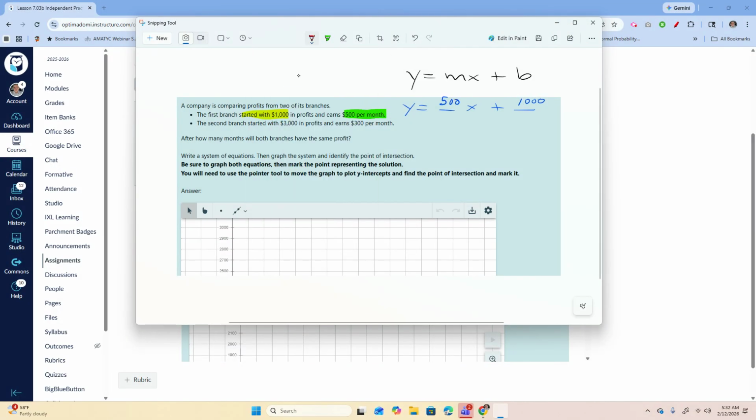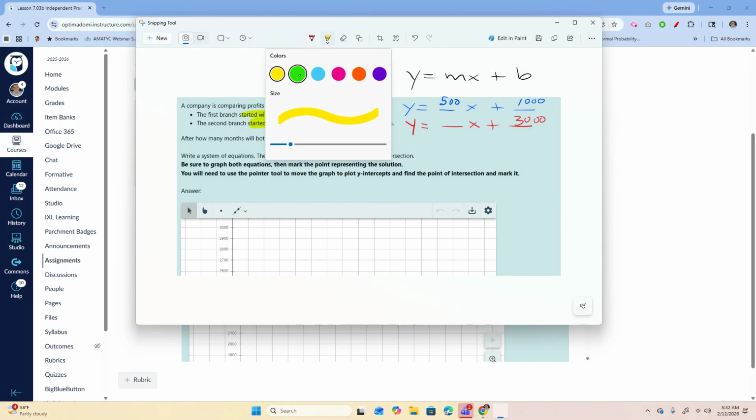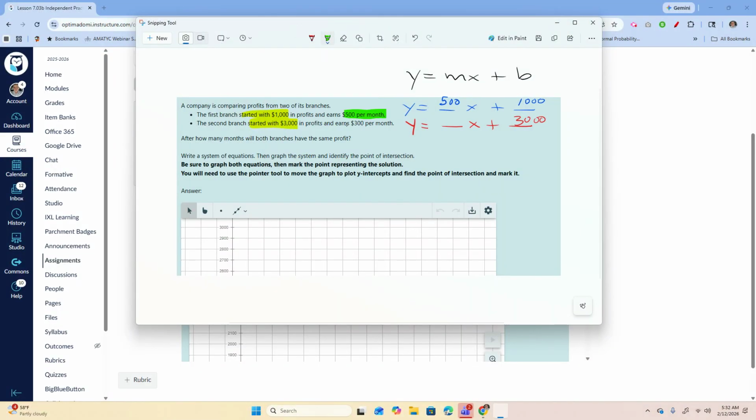Now we're gonna do the second equation. Y equal blank x plus blank. Okay, so again, I'm gonna identify my m and my b. B, the initial value. The second branch started at 3,000, see? So that is gonna be my b. And then the slope, how much is changing every month, the profit is $300 per month.